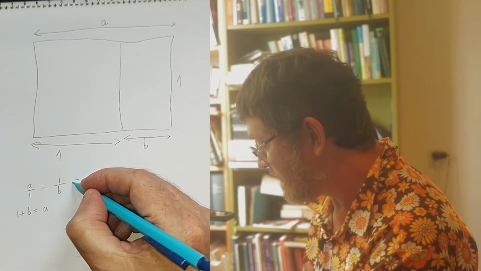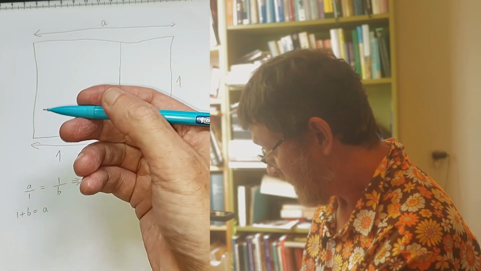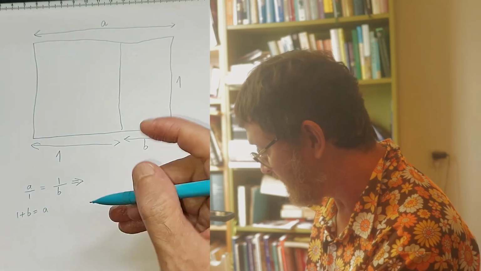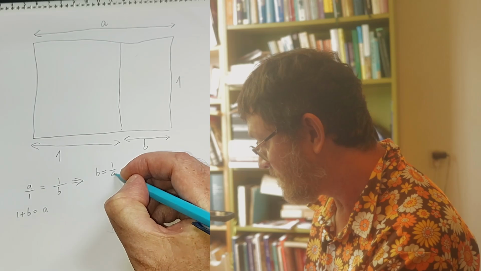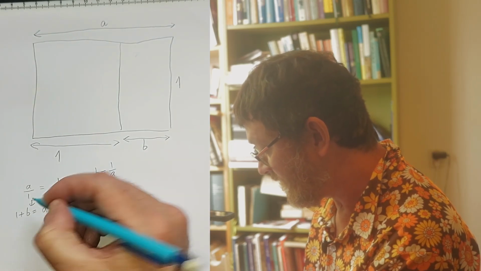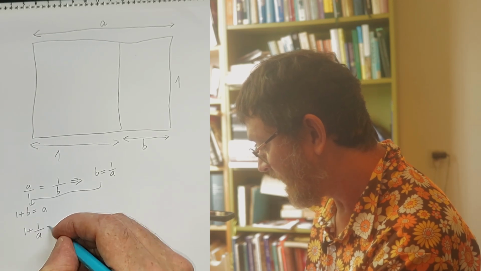Now, this first expression, we can turn it upside down. We can multiply both sides by B and divide both sides by A, if that's the way you like to think about it. We can just write B equals 1 over A. And then if we feed that into here for B, then we have 1 plus 1 over A equals A.